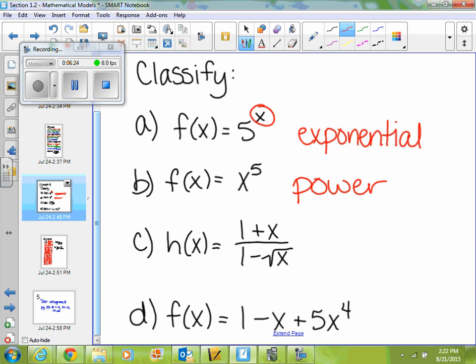Alright, if I look at part C, h of x, where my function is a fraction, which one of those different models that we look at is a fraction? Rational. Yep, rational function. Any type of rational function is a fraction, which kind of makes sense because it has the word ratio in it, and ratio means fraction.